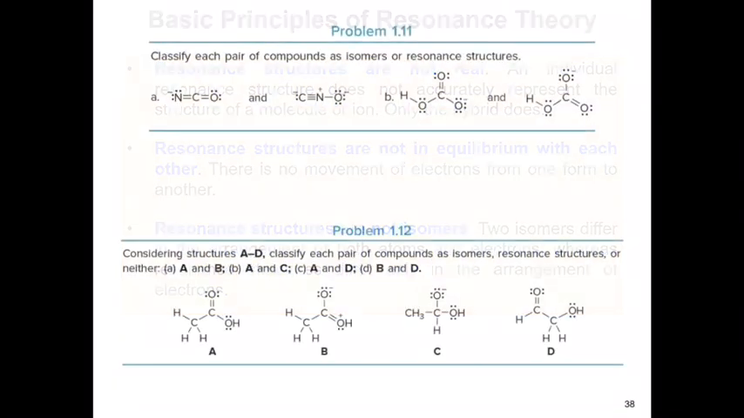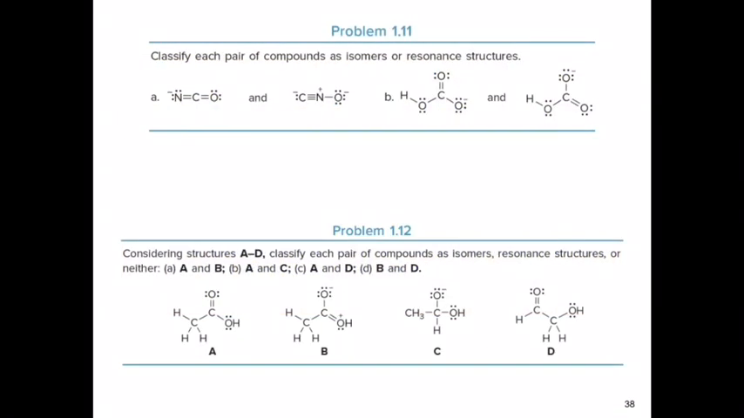Here's practice problem number 11. Classify each pair of compounds as isomers or resonance structures. So first, let's differentiate isomers from resonance structures. We know that resonance structures are structures with different electronic arrangement, the arrangement of the electrons. For isomers, you have structures that are different in atomic arrangement and electronic arrangement.